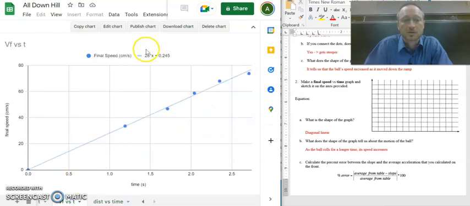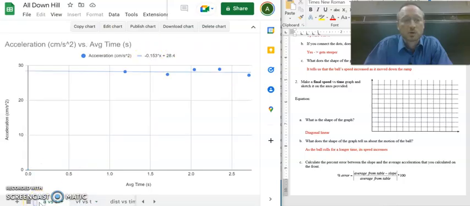Here, the acceleration is the slope of the velocity versus time graph. And if we come over to the acceleration versus time graph, that acceleration is the y-intercept. If you move up the vertical axis on the acceleration graph, you're already measuring it in centimeters per second squared. We're already looking at an acceleration there. So however far up you are on the vertical axis, you're already looking at the acceleration directly on this graph. So it should not be surprising that it's 28.4.